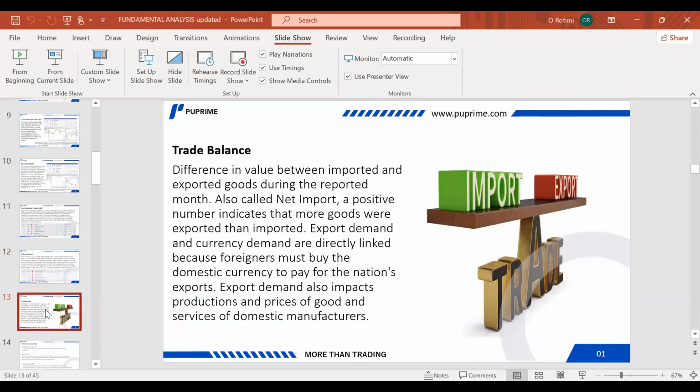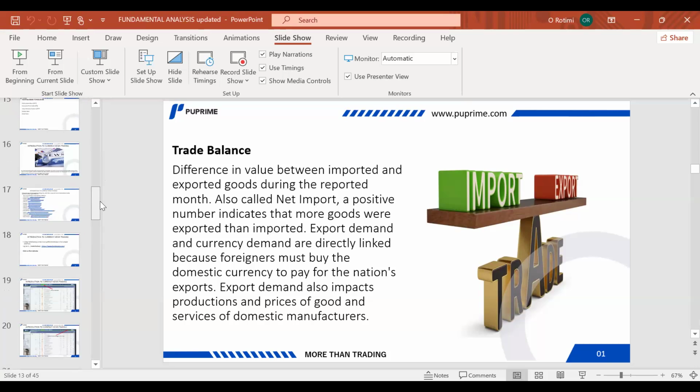Then we have the trade balance, and we say that trade balance is the difference in value between imported and exported goods during the reported month. It's also called the net import, and a positive number indicates that more goods were exported than imported. And export demand and currency demand are directly linked. So this one talks about trade balance. It talks about importation and exportation.